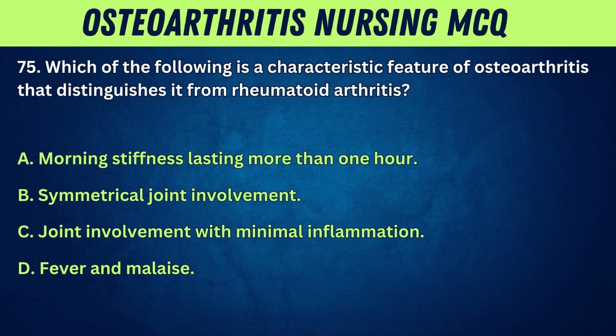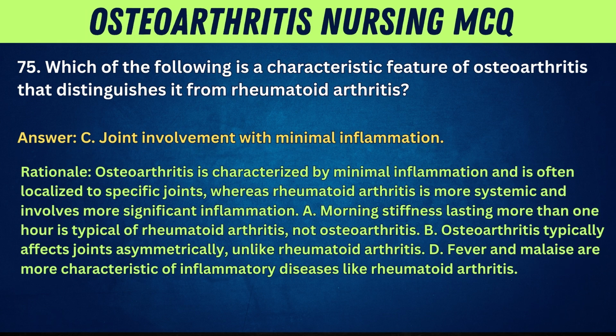75. Which of the following is a characteristic feature of osteoarthritis that distinguishes it from rheumatoid arthritis? A. Morning stiffness lasting more than 1 hour. B. Symmetrical joint involvement. C. Joint involvement with minimal inflammation. D. Fever and malaise. Answer: C. Joint involvement with minimal inflammation. Rationale: osteoarthritis is characterized by minimal inflammation and is often localized to specific joints, whereas rheumatoid arthritis is more systemic and involves more significant inflammation.